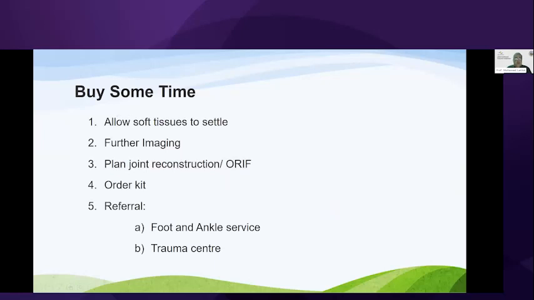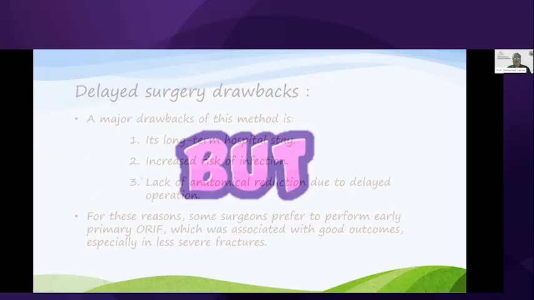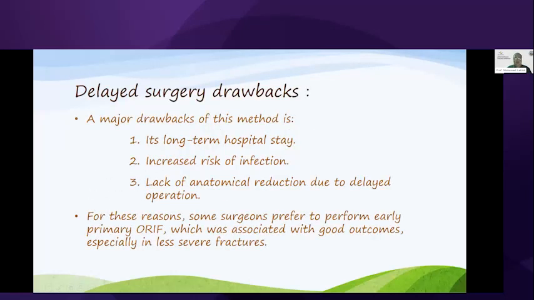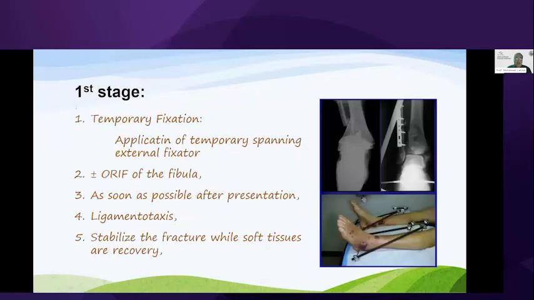Why we need the first stage? For allowing soft tissue to settle and further imaging and plan joint reconstruction by either open reduction internal fixation or continue with external fixation. But the drawbacks of the delayed intervention: it's long-term hospital stay, increased risk of infection, lack of anatomical reduction due to delayed operations.